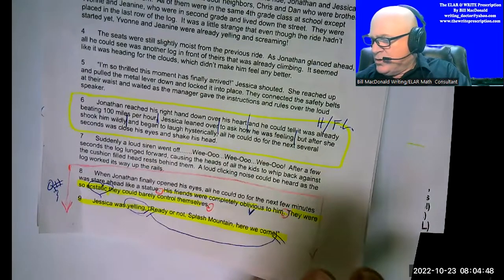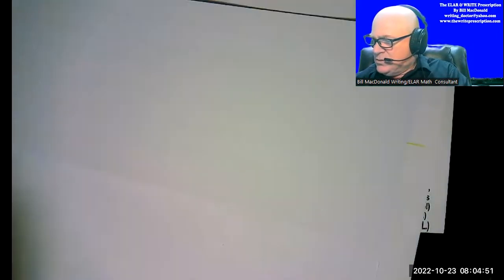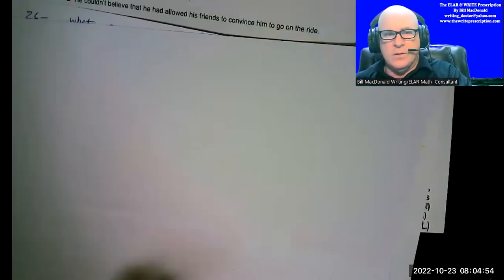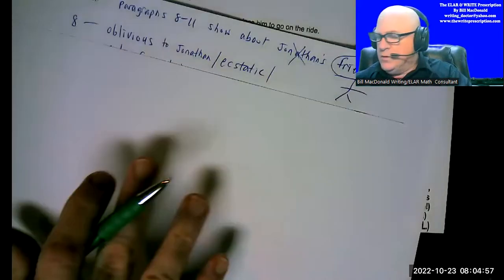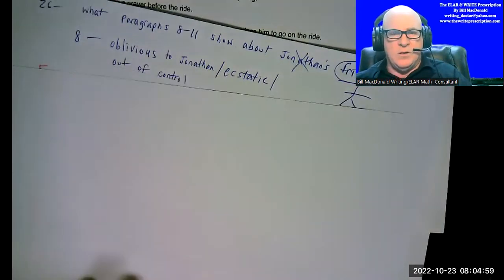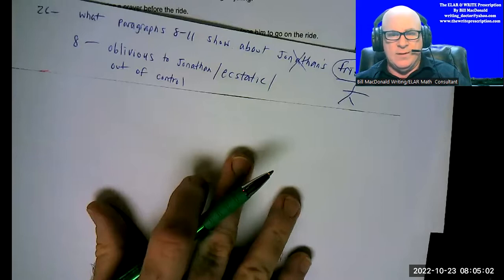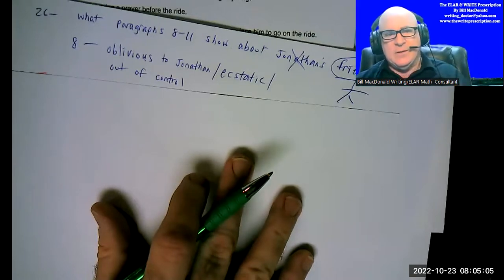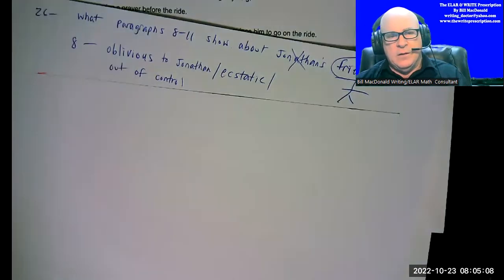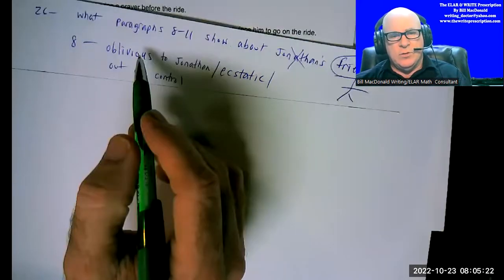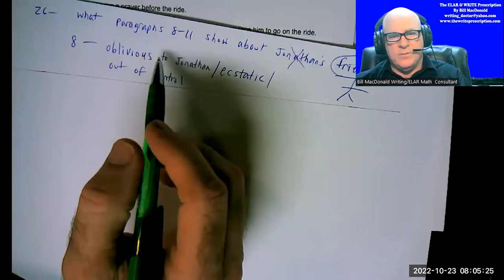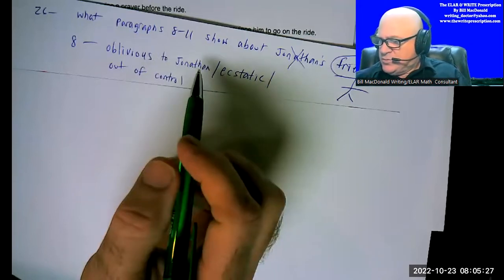So then what your kids can do is say in their notes, they're oblivious to Jonathan, they're ecstatic, and they're out of control. Okay. It says that they kind of get distracted, that they get excited about things that they're doing, and oblivious, when they look it up, will mean that they're not even paying attention to Jonathan in this case. And so that would be the first one.